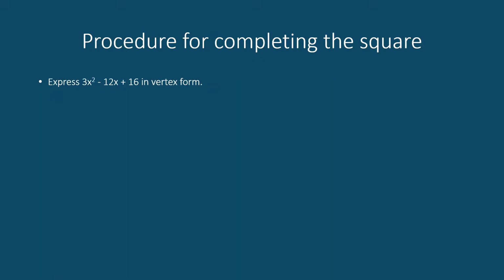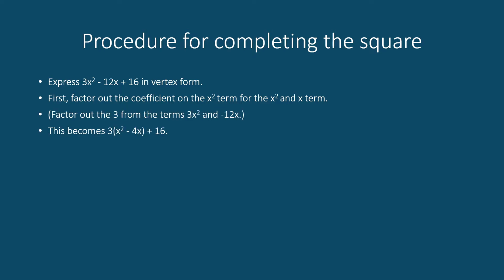Now here is the procedure for completing the square. Say we have a quadratic 3x squared minus 12x plus 16, and we wish to express it in vertex form. First, we need to factor out the coefficient on the x squared term for the x squared and x term. So what this means is we should factor the 3 from the terms 3x squared and negative 12x. Doing that gives us 3 bracket x squared minus 4x plus 16.